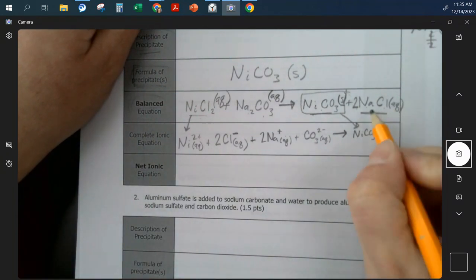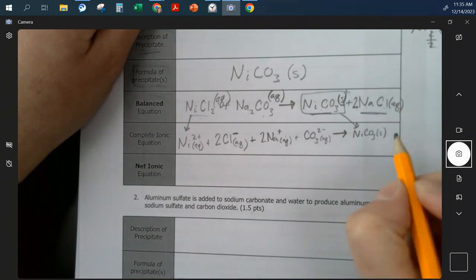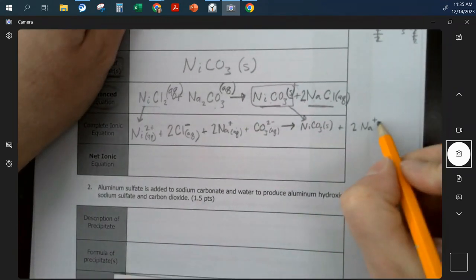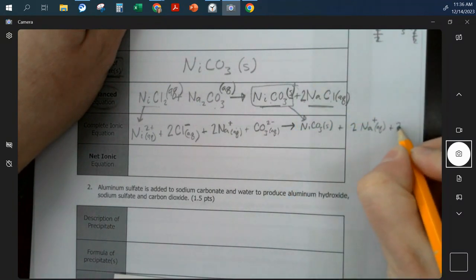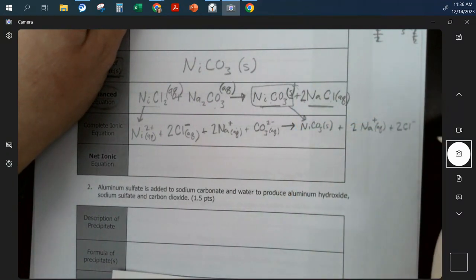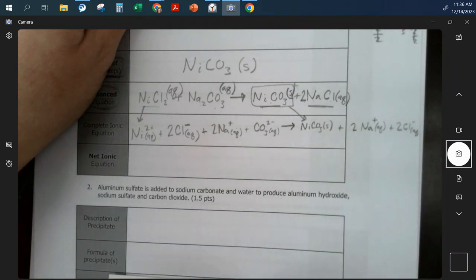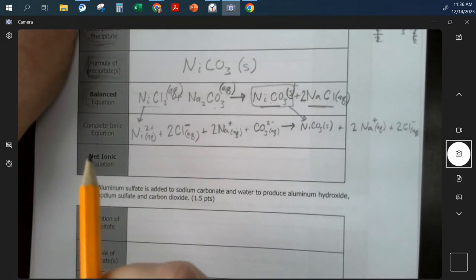And then we decided sodium chloride breaks into its ions. So I'll put it here. We have 2 Na, and we said those were a plus charge. That's aqueous. And we have 2 chlorines. They're minus charge. They're also in the aqueous phase, dissolved in water. Okay, so that's our complete ionic equation.